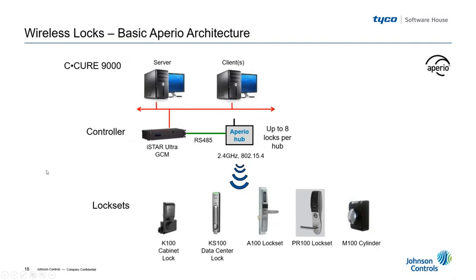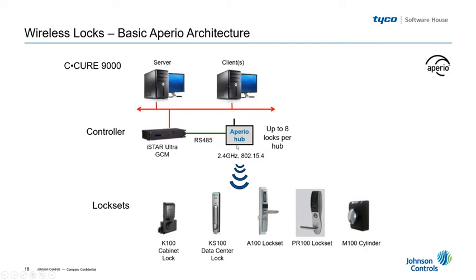Okay, so here's a simple diagram of how the Aperio system gets put together. You start with your server for 9,000, of course, and some clients. Then there's your iStar Ultra. You just need the GCM board, okay? Because the Aperio hubs, which collect the wireless signals, talk right to the 485 port on the GCM board. So if you have just Aperio things connected, you can buy the GCM, and that's it. You don't need the ACMs.